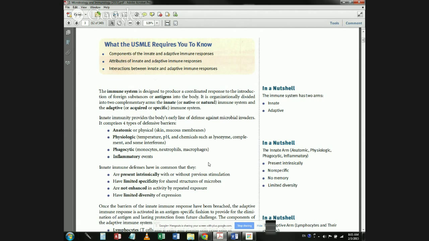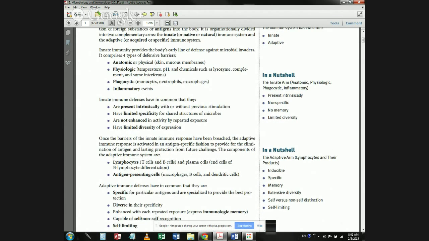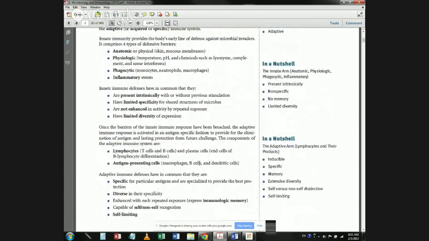Yeah. Okay. So in a nutshell, the innate arm is basically your skin and mucous membranes, your temperature, pH, chemicals, complement and interferons. They're phagocytic, all the phagocytes, monocytes, neutrophils, and macrophages, and inflammatory events, though they don't really mention examples of that. And they're constantly present intrinsically, they're not specific, they have no memory, and then there is limited diversity.